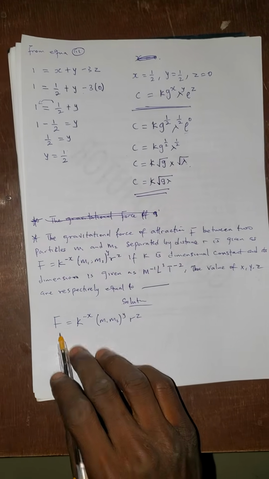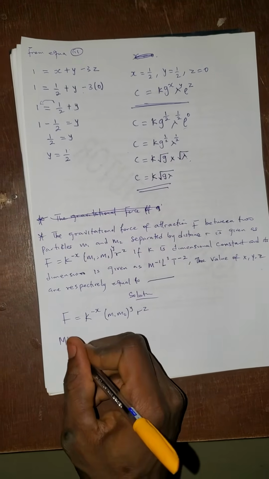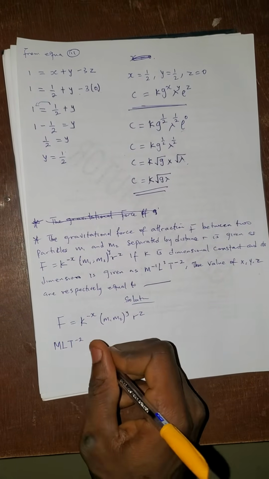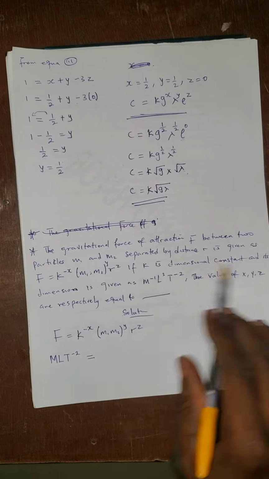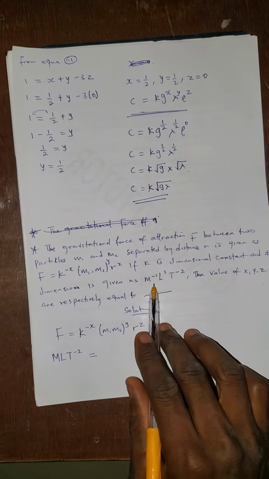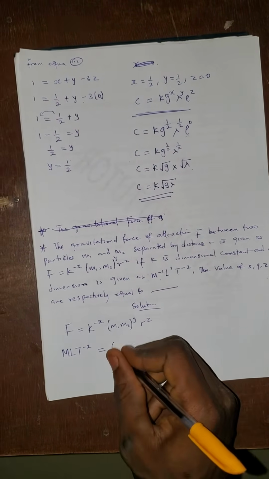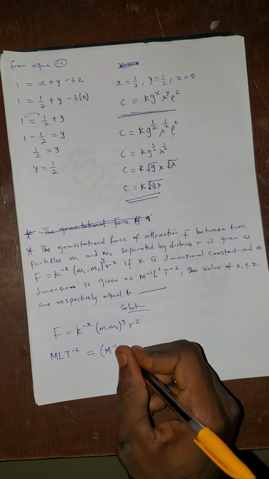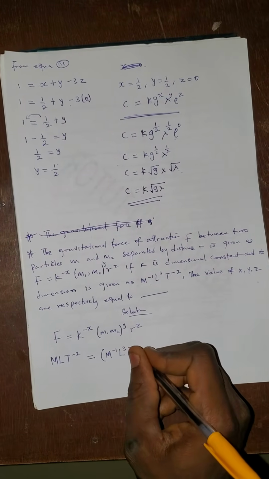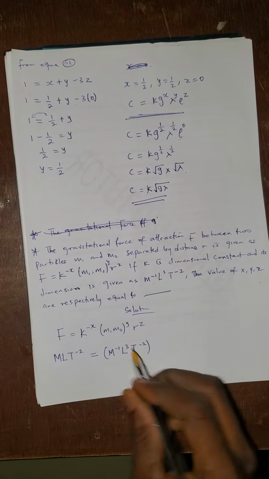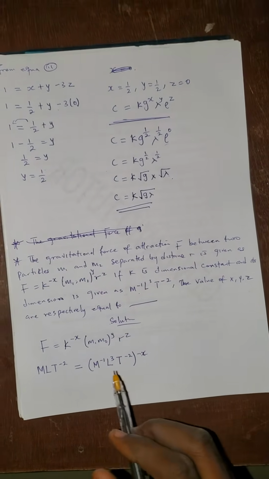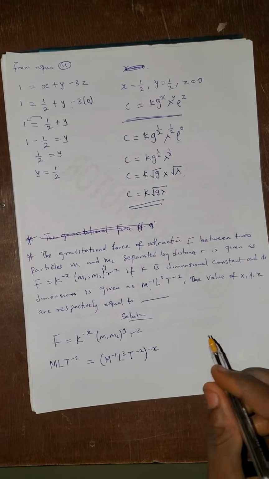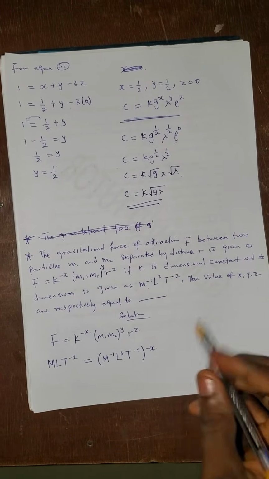This is force. So the dimension for force is MLT raised to power minus 2. Don't forget. So it equals K. And they said K is dimensionless, and the dimension for K is this. So we now have it to be M raised to power minus 1, L raised to power 3, T raised to power minus 2. But K is raised to power minus X. That's why we should find the value of X, Y, Z.